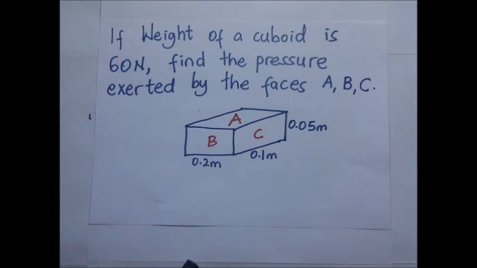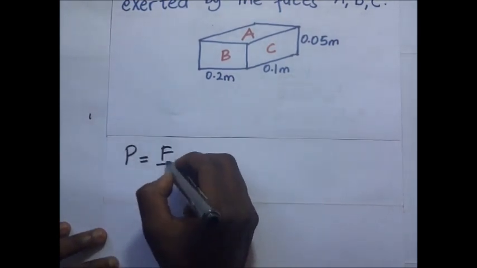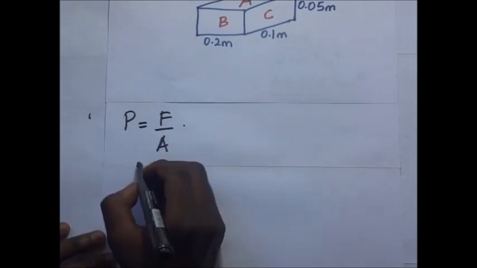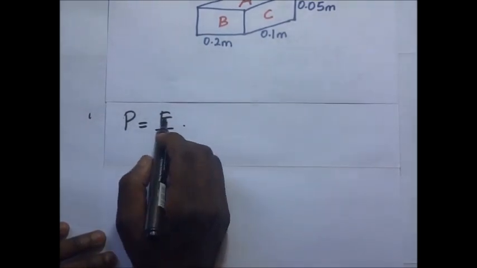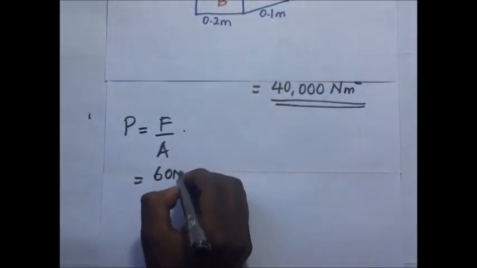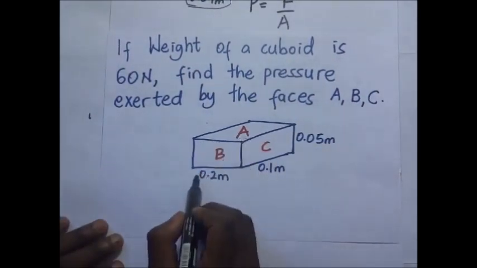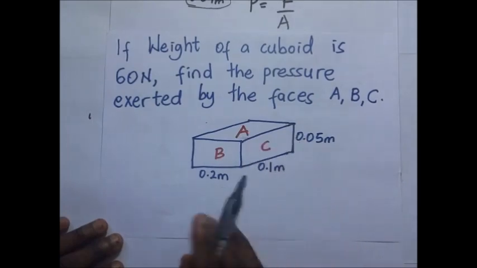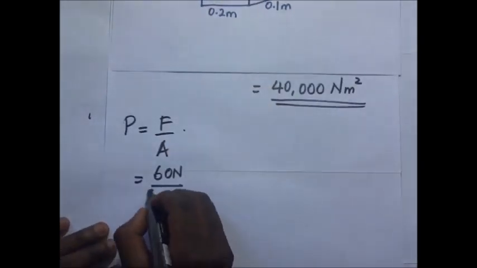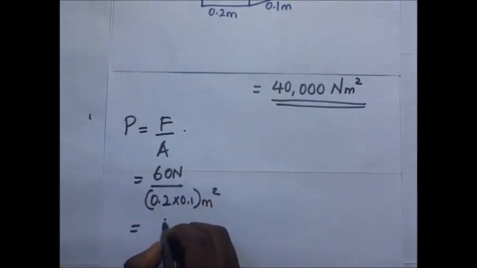Okay, so we begin our calculation with finding the pressure on face A. If face A gets into contact with the table, what is the pressure that it will exert? So pressure is going to give us force over area. Now for face A, the force, which is the same as the weight, is 60 newtons. Divide that by the surface area. Now the surface area of face A has dimensions of 0.2 times 0.1. So the surface area here is going to be 0.2 times 0.1. This is meters squared.